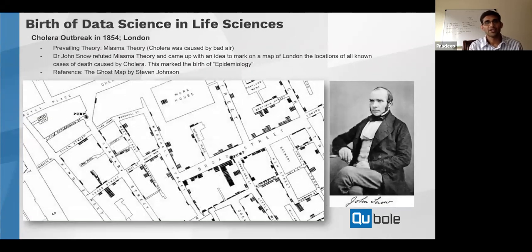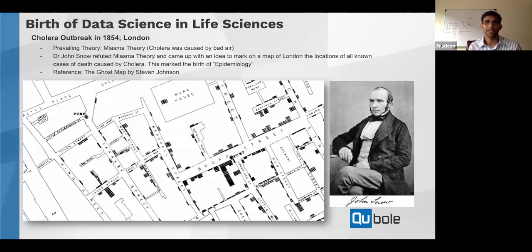To start with an interesting story, I'll take you back to 1854 London. Back in the day, there was a wide outbreak of cholera. Back then, cholera was believed to be caused by bad air, a theory otherwise known as the miasma theory. Dr. John Snow, on the right, is a physician who refuted this miasma theory. He came up with an ingenious idea to mark on a map of London all known locations of death caused by cholera. He took this map of London, went door to door, and made his observations.